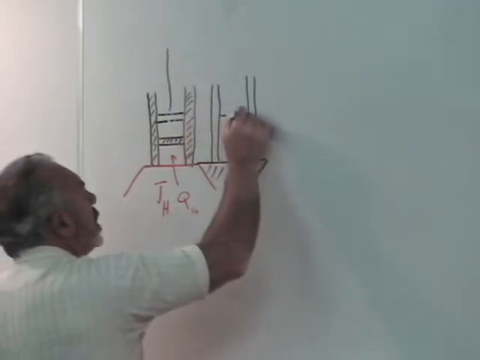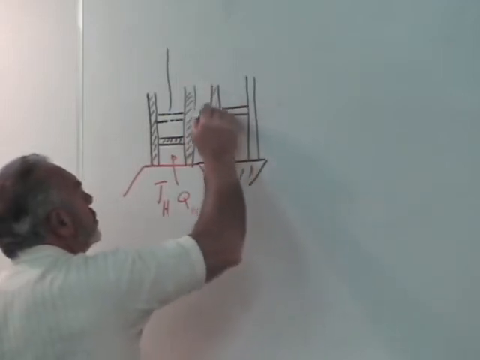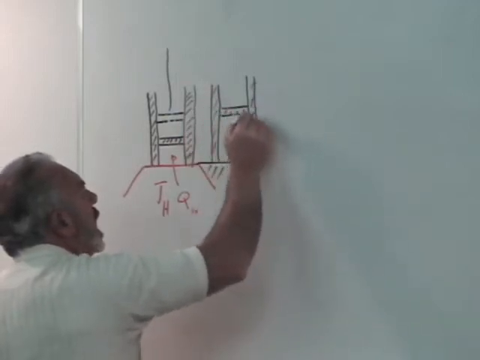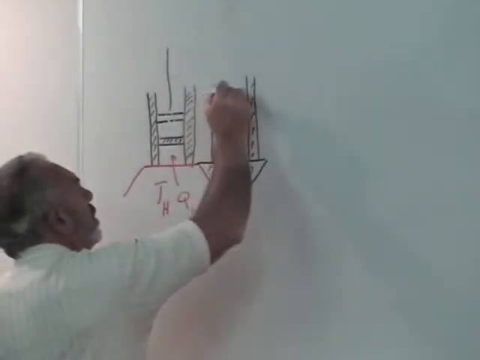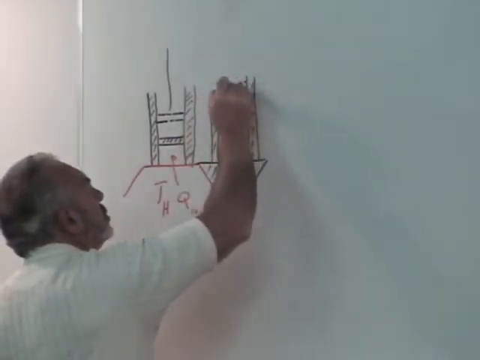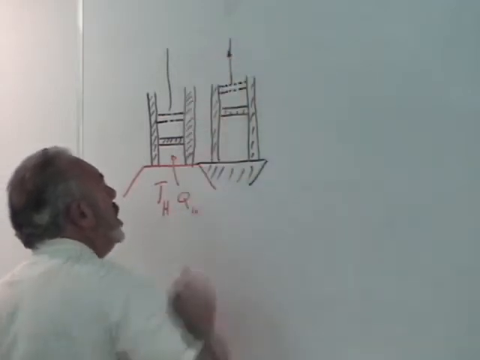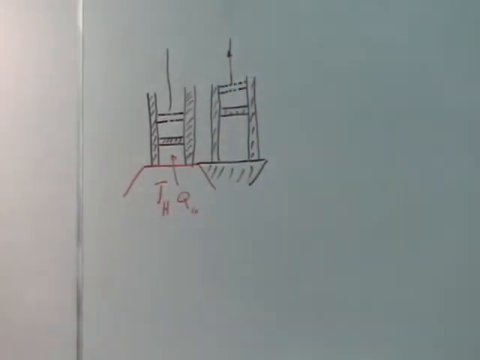And right now it's at this position. Now you'll notice this thing is completely surrounded by perfect thermal insulator. And I'm going to expand it further up to here. In so doing, of course, this is not an isothermal process, is it?